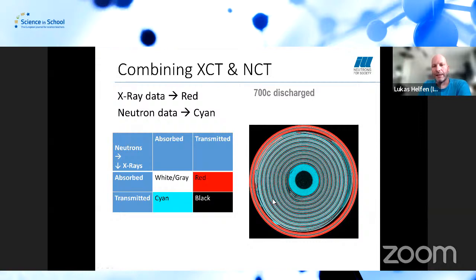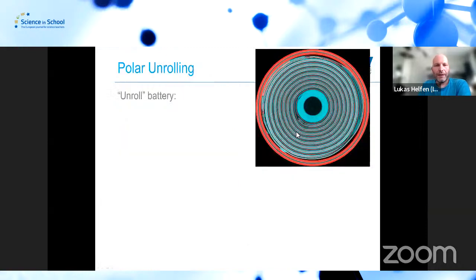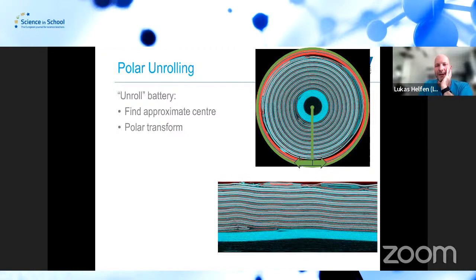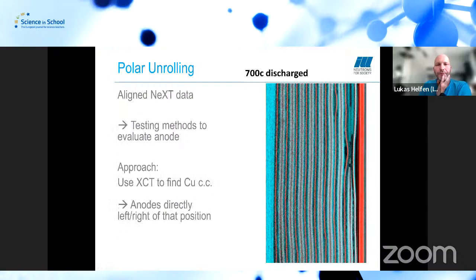And you get highly neutron absorbing structures, for instance the lithium-containing cathode material here that is in a discharged state. To get profiles across the battery and show the different charging states, you can virtually unroll the battery. You can do a polar transform and put the different layers in a polar diagram, and then you can see the different layers and the local fluctuations of the layers. You can do that, of course, for the discharged state, for instance after 700 discharging and charging cycles.